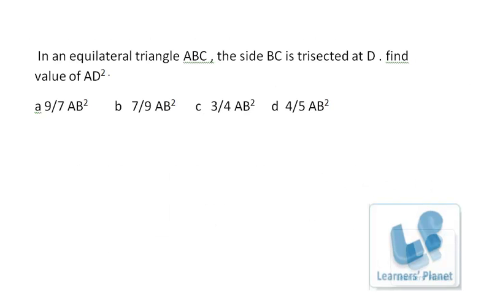Now let's see this problem. In an equilateral triangle ABC, the side BC is trisected at D. Find the value of AD square. First of all, I just draw an equilateral triangle over here. Now this is the triangle, and this is side BC and this is AD. Now I draw a perpendicular.